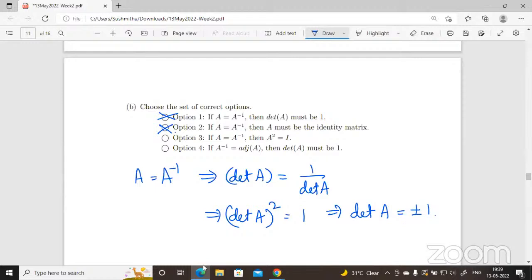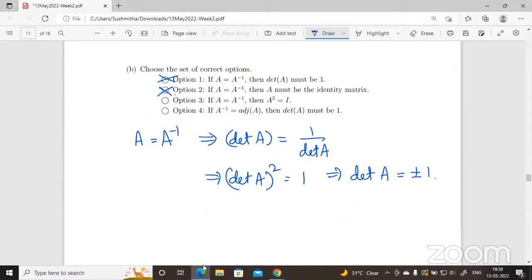If A is equal to A inverse, should A squared be identity? Yes, ma'am. You just multiply. What is A squared? A into A. But A is equal to A inverse, so it has to be identity.